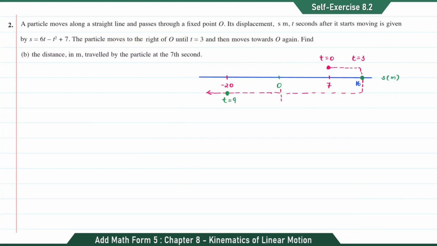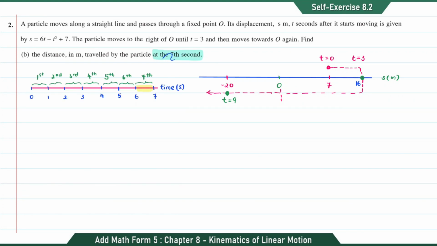Question B. Find the distance in meters traveled by the particle in the 7th second. The 7th second means it is from 6 seconds to 7 seconds. And from the number line here, we know that the particle is moving to the left from 6 to 7 seconds. So first we're going to find the position of the particle when t is equal to 6. Then the displacement is equal to 6 times 6 minus 6 squared plus 7, which is equal to 7.